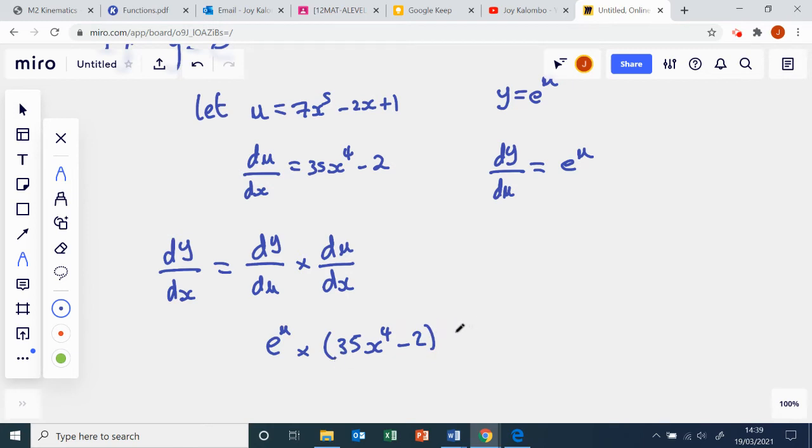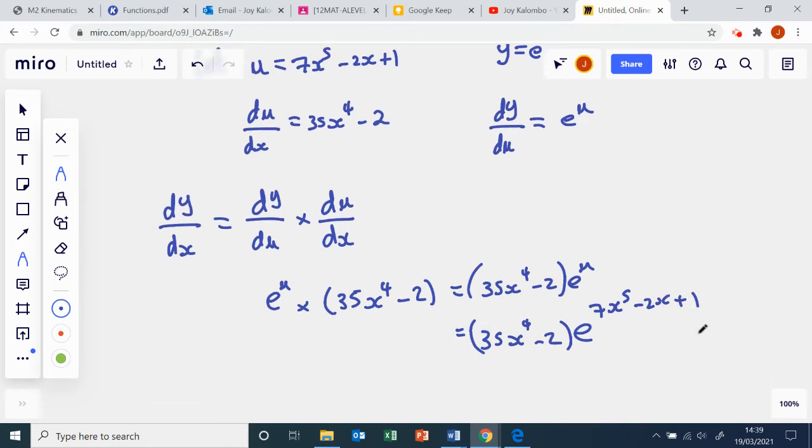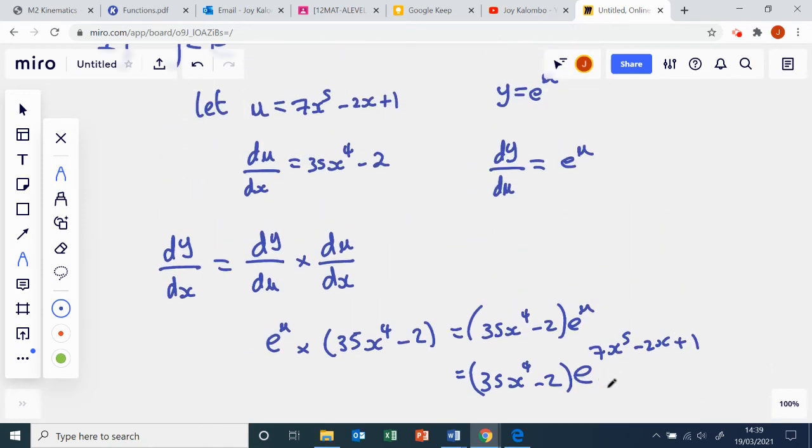Okay, and then we can rewrite this like this: 35x to the power of 4 minus 2. It just looks nicer this way. And multiplied by e to the power of u. Okay, and u in particular was 7x to the power of 5 minus 2x plus 1. So that is 35x to the power of 4 minus 2 multiplied by e to the power of 7x to the power of 5 minus 2x plus 1. Let's look at one more example. That's, by the way, the final answer.